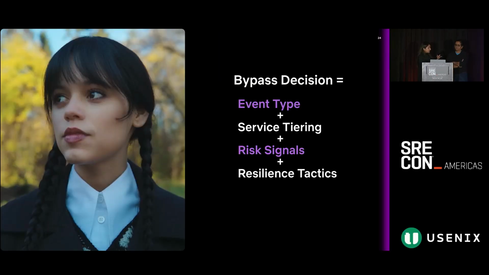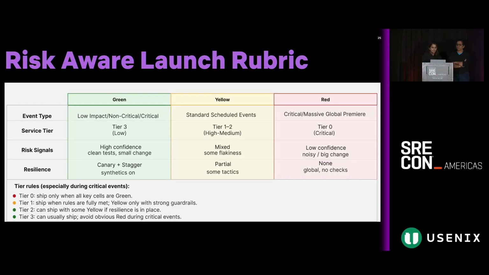Excellent question, Sandhya. And yes, we did. So we have this simple formula up there on the screen. Bypass decision is essentially equal to the result of the 4 core things we discussed: event type, service tiering, risk signals, and resilience tactics. And we use something we call the risk-aware launch rubric. Think of it like a scorecard, the one you see up on the screen.